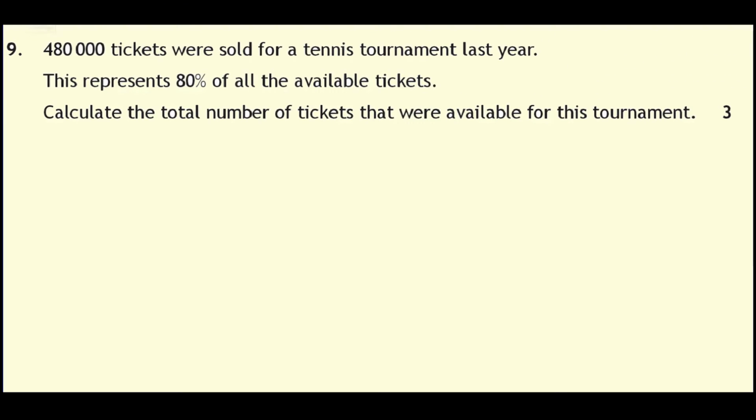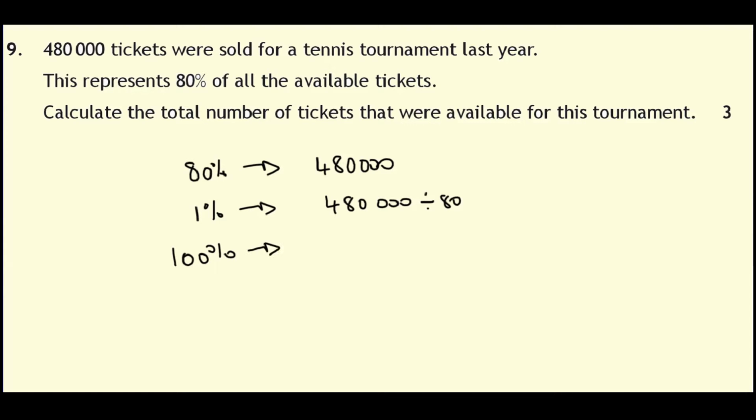Question number 9 is a reverse percentage question. What it's stating here is that 480,000 tickets were sold, and that represents 80% of the available tickets. So what we know is that 80% gives 480,000. What we want to do is find what 1% is. That would just be 480,000 divided by 80, and then work it back up to 100%, the original value, by taking that 480,000 divided by 80 and then times it by 100. What we'll find is that gives you the answer 600,000.